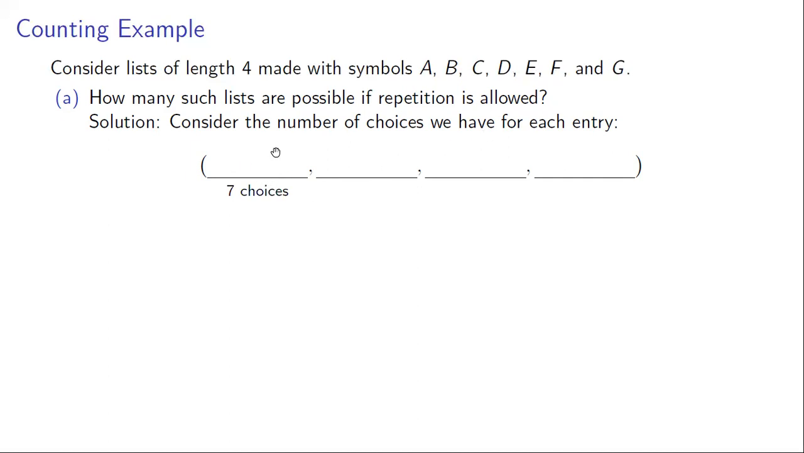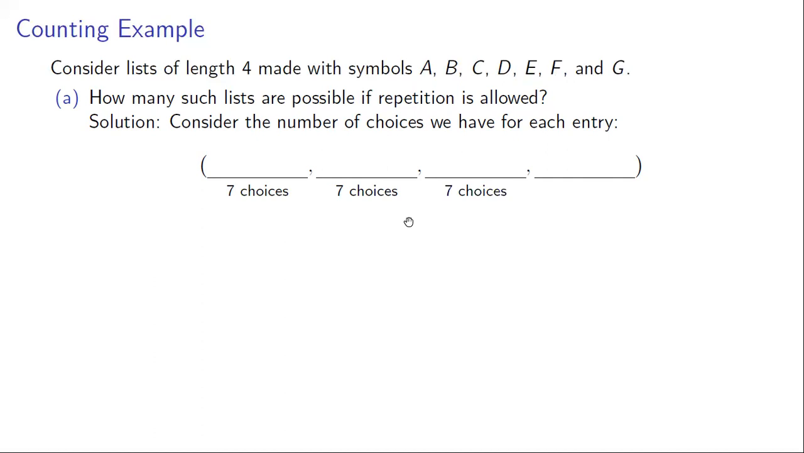We don't know. It could be any of these 7, but we know we have 7 choices here. Next, how many choices do we have for this entry? Well, we have 7 choices again, because we're allowed to repeat letters. Repetition is allowed in part A. So no matter what we use in the first entry, we can use any of these 7 letters in the second entry. So once again, we have 7 choices.